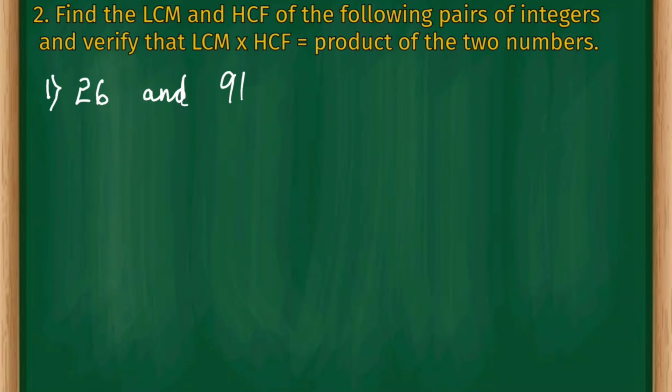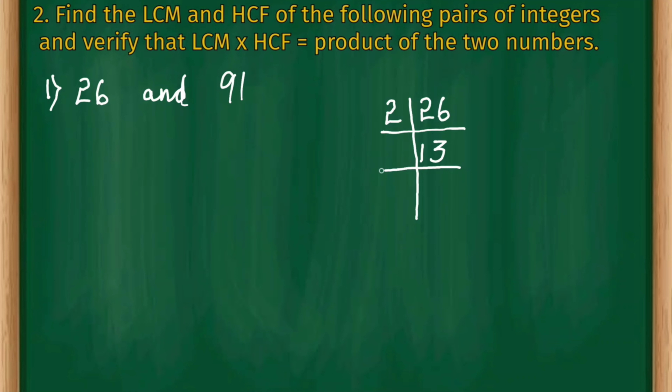So the first sub question of this main question is 26 and 91. Two numbers have been given. We have to find the LCM and HCF of these two numbers, and also we have to verify LCM into HCF is equal to product of the two numbers. So for that, first we are doing prime factorization.